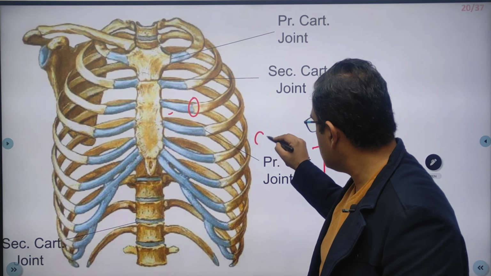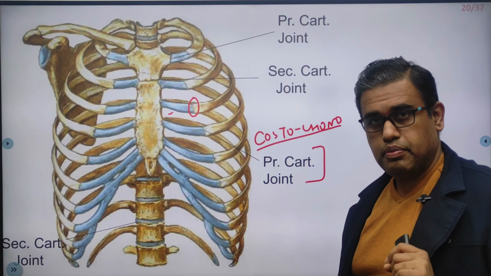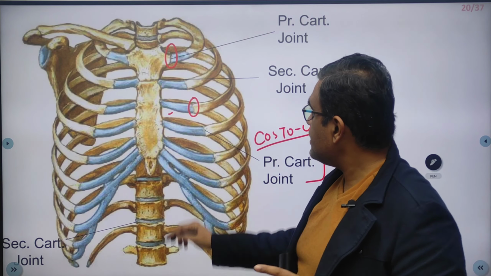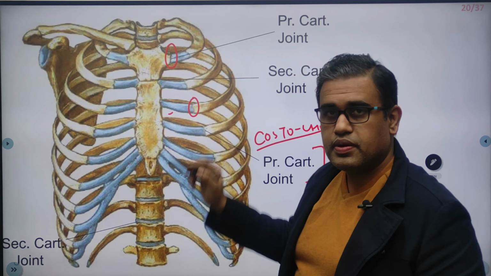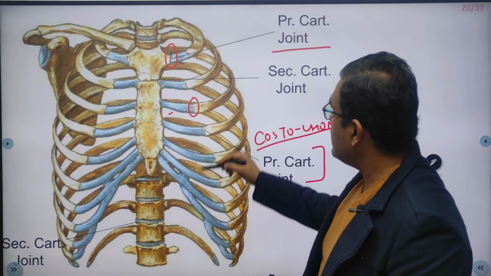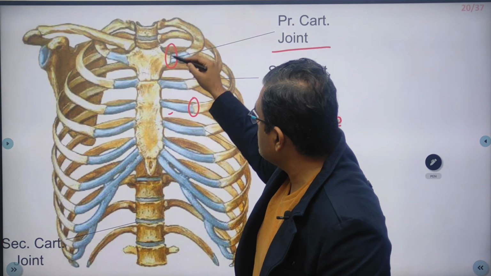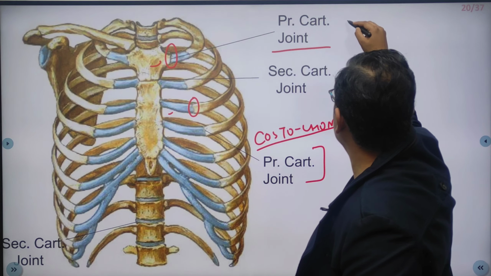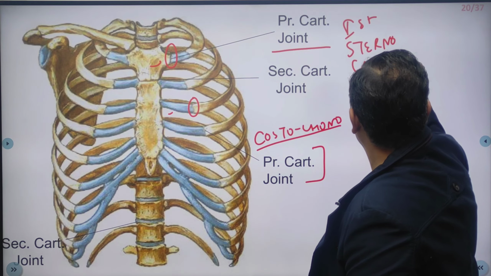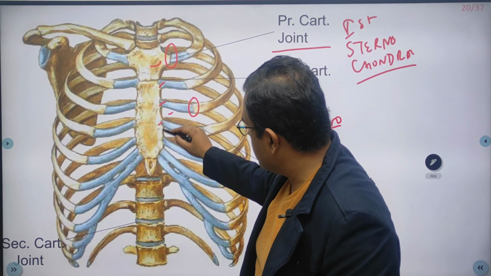So what is this joint? Costochondral joint. This is an example of primary cartilaginous. One more very good example, as you can see at the top over here, is where the first rib cartilage joins with the sternum. Which part of the sternum? Manubrium sterni. It forms a primary cartilaginous joint. So this is known as the first sternochondral joint. Sterno is the sternum, chondral is the cartilage. Writing over here, the first sternochondral joint is a primary cartilaginous joint. The other sternochondral joints are synovial.